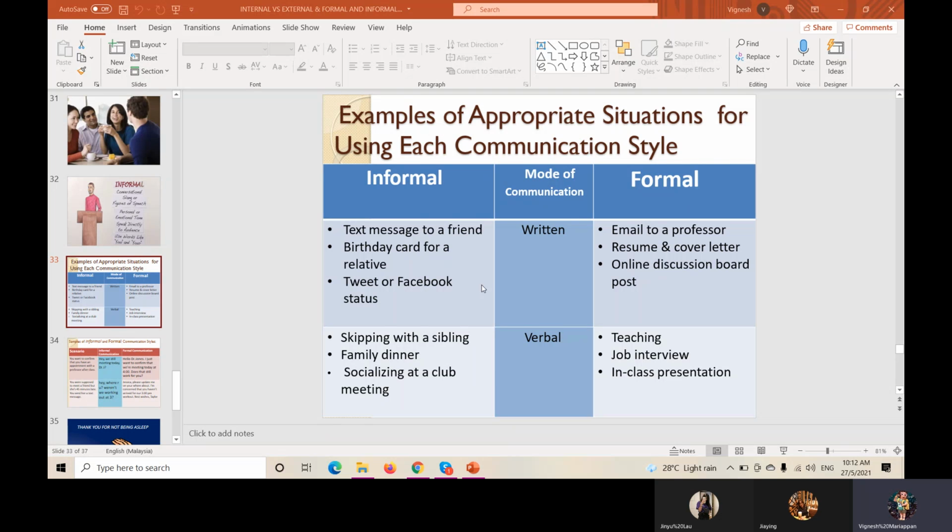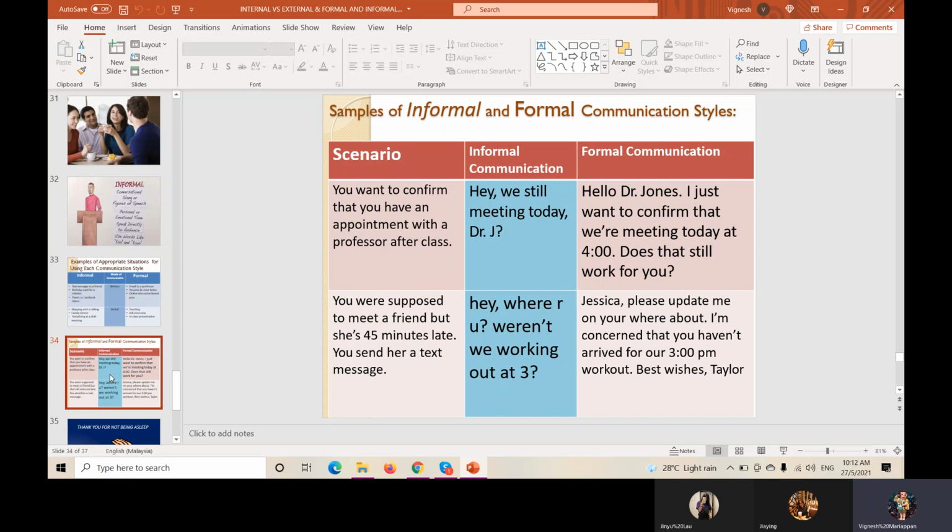And then the last slide. Okay, thank you. And then the last slide, I did an example for you all to understand. I give you one situation, one scenario. You want to confirm that you have an appointment with the professor after class, correct? This is the situation I give. Professor means if you go to college or university, you can see your professors, the lecturers, all.